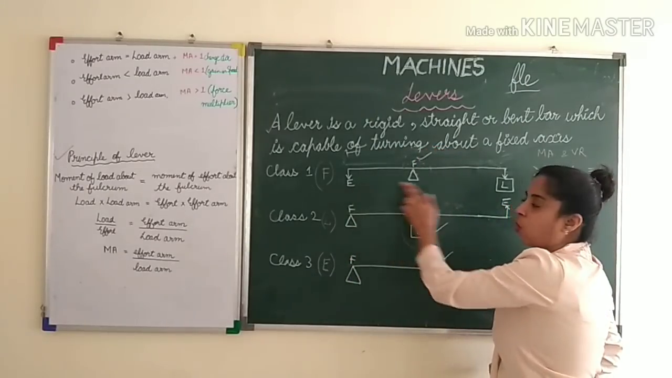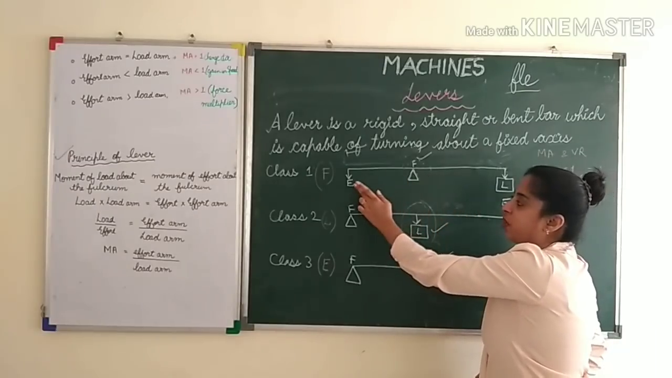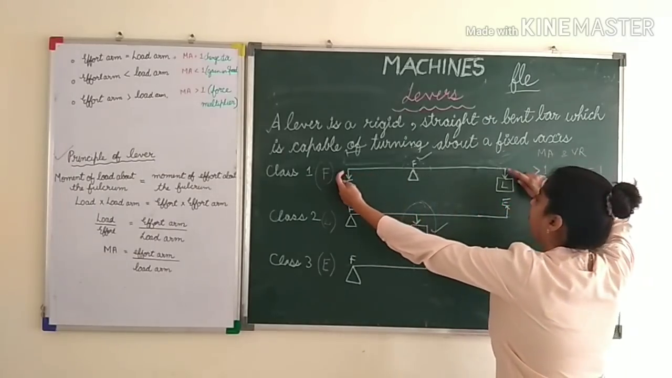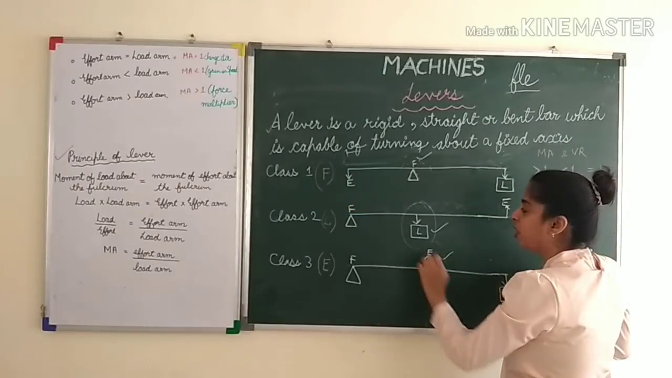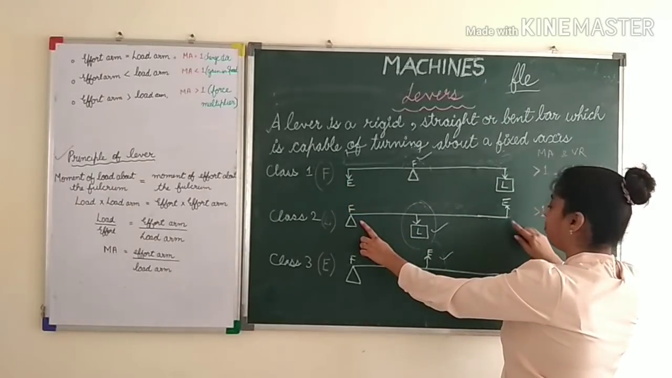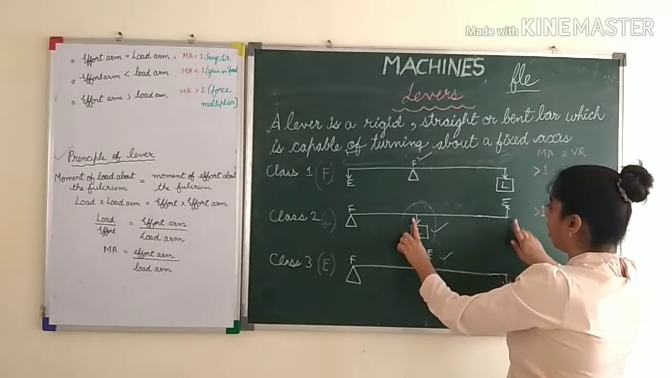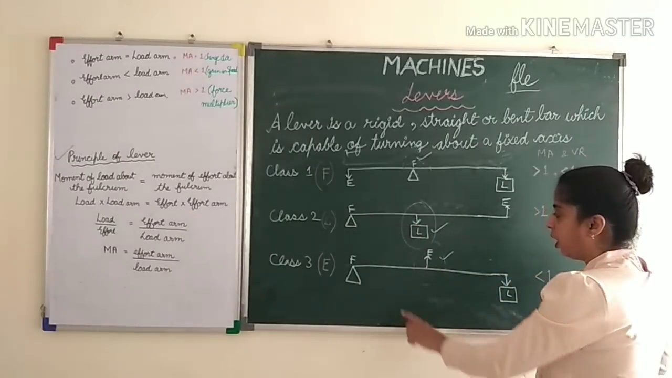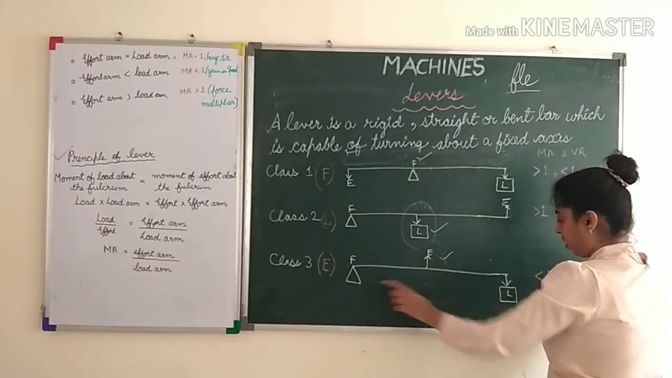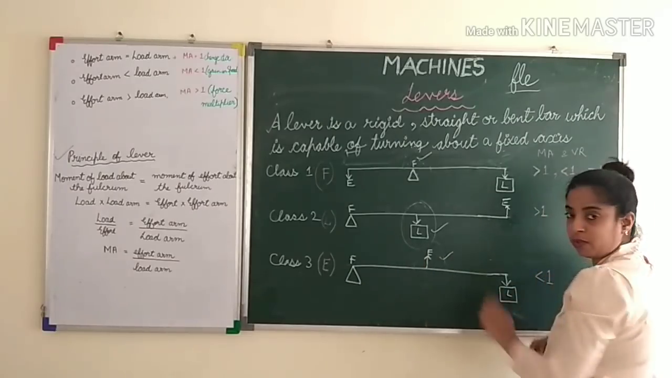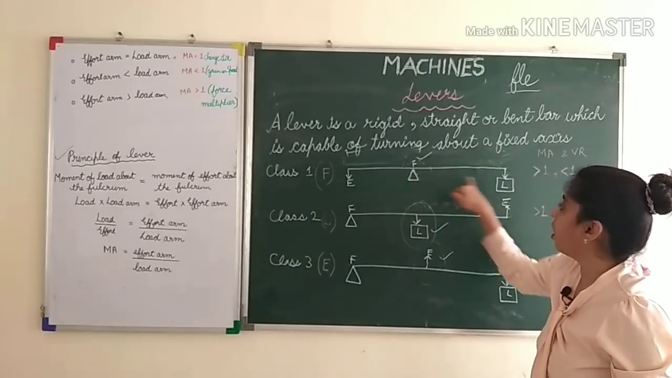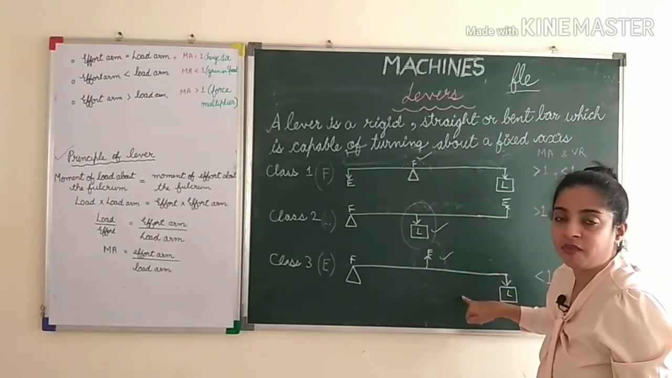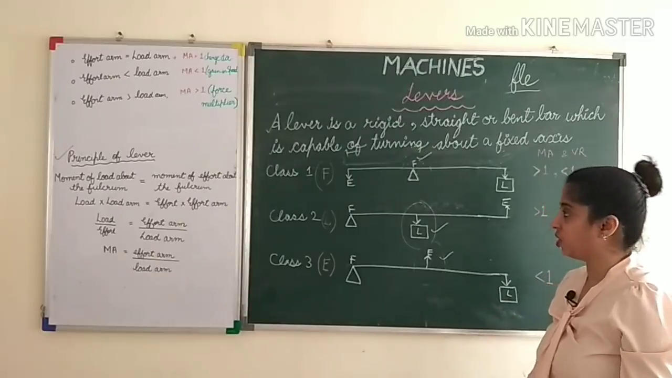So, in class 1 lever, fulcrum is between effort and load, both are in same direction. In class 2 lever, load is between fulcrum and effort and they both are in opposite direction. Here also effort is between fulcrum and load and they are in opposite direction. So, only in class 1 lever, effort and load are in same direction. Here effort and load are in different directions.